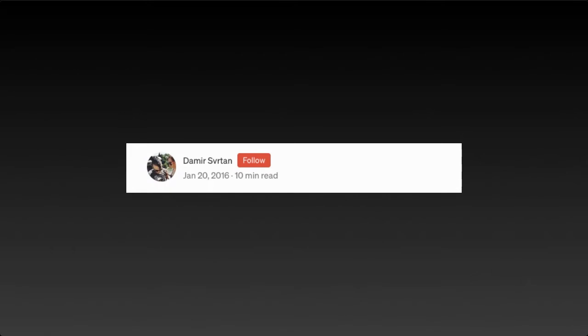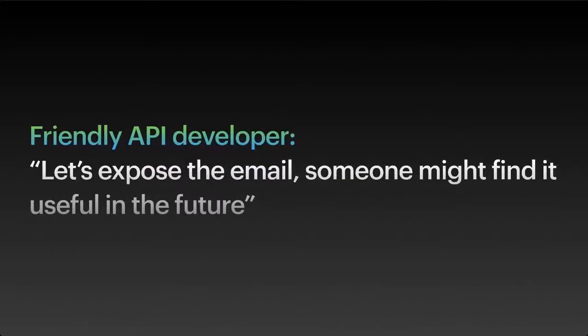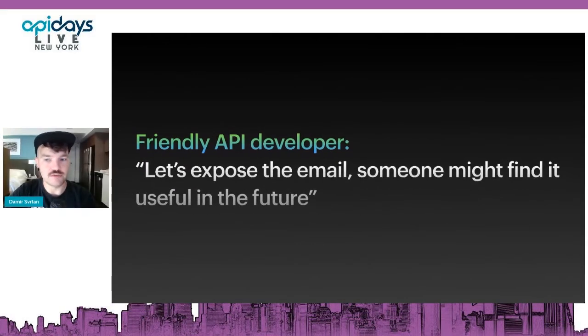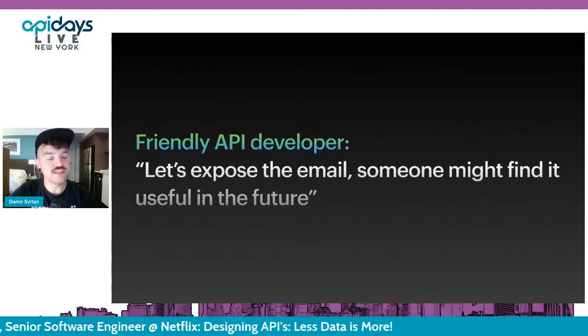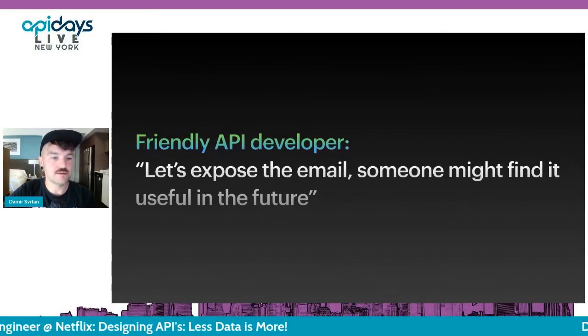There is no email. Now, a friendly API developer that might be building this platform might say, let's expose the email. Somebody might find it useful in the future. Why wouldn't we expose the email field right away? We're going to spend more time exposing it if we need it afterwards, right? So we're technically saving time for the business.